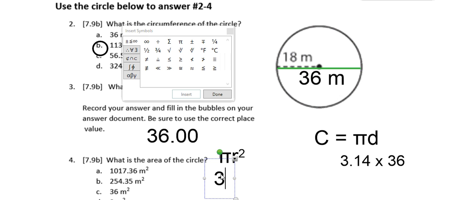So it's 3.14 times the radius, which is 18. Make this a little bit smaller so I can fit it in. Times 18 again. So if you do that, you get for the correct answer A, as in apple.